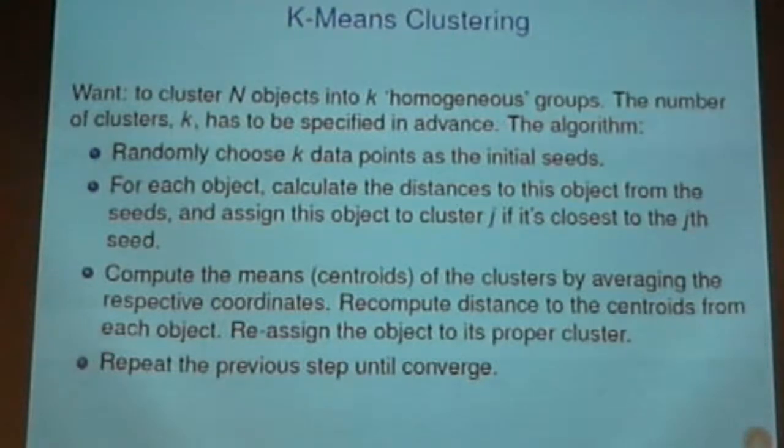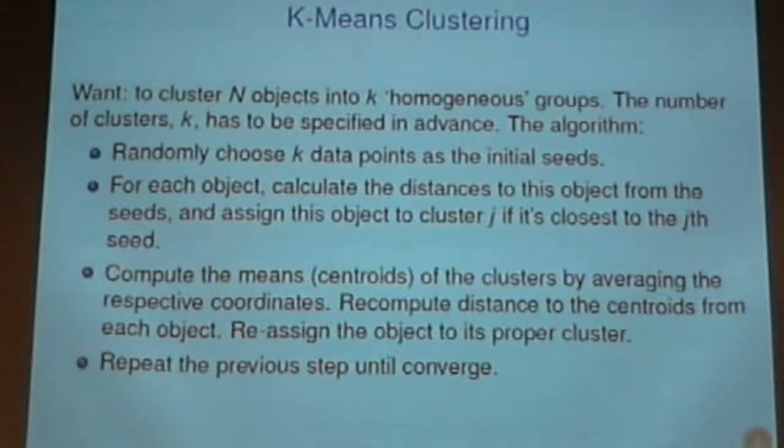The other alternative: R's implementation allows you to set the initial centers as some data values. You can set that. Then for each object, calculate the distance from this object to the centers and assign this object to cluster J if it's closest to the J-th center. This closeness has to be defined, right? So there's some kind of distance. And we compute the mean, also named the centroid, of the cluster by averaging the respective coordinates.